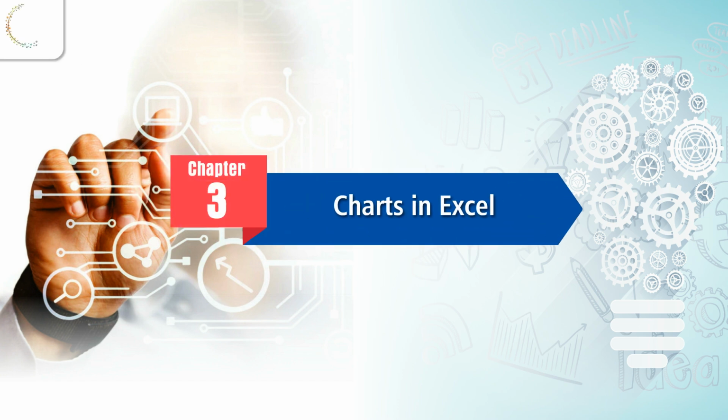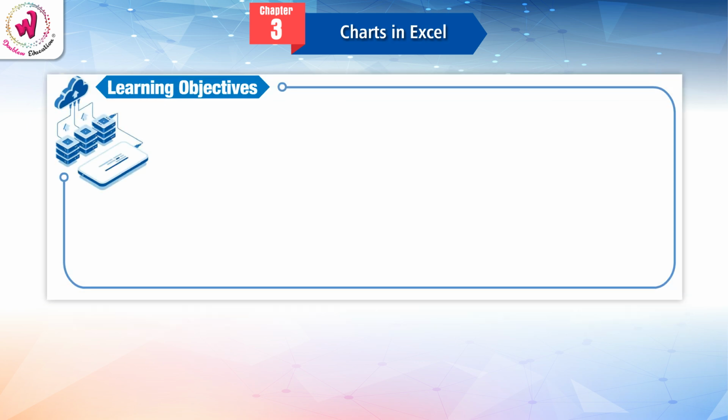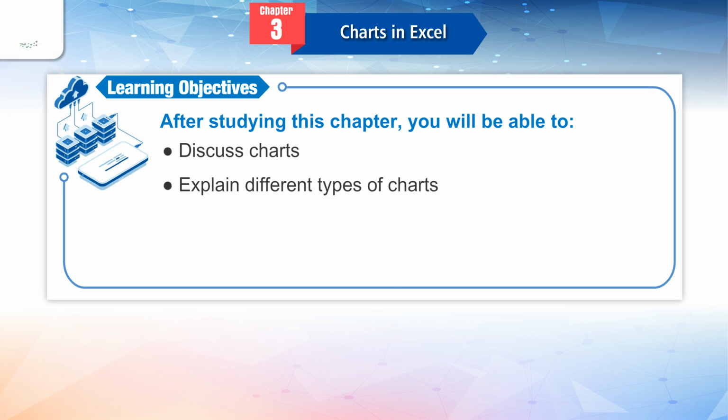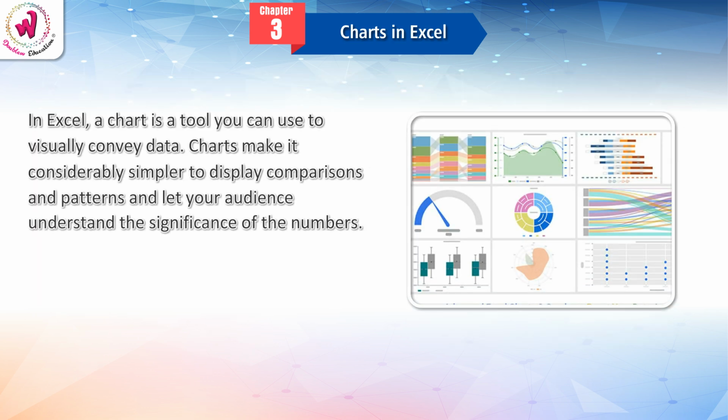Chapter 3: Charts in Excel. Learning Objectives. After studying this chapter, you will be able to discuss charts, explain different types of charts, and identify how to format charts. In Excel, a chart is a tool you can use to visually convey data.